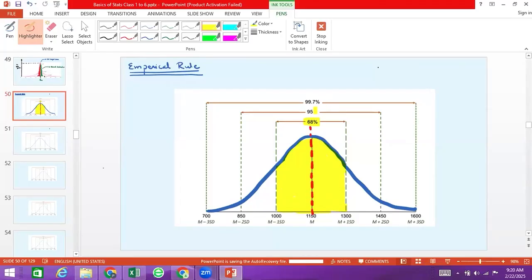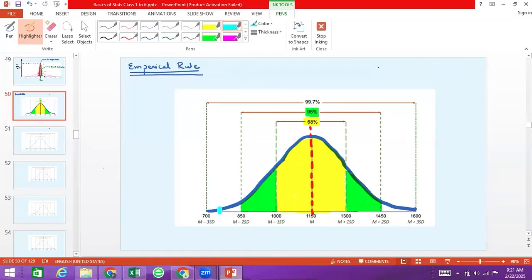Similarly, plus minus two standard deviation will have 95% of the data. It means that if I include this green area and the yellow area together, not just the green area, the green area and the yellow area together, then it will be 95% of my data points.